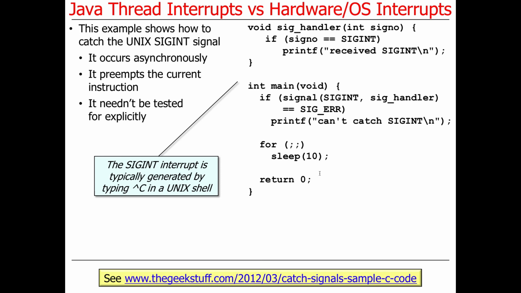So here's what it might look like. You have a main program in C. You set your signal handler, which is this piece of code up here, to handle the SIGINT interrupt or signal. And then you wait for 10 seconds in a loop over and over again. If somebody types Control-C on the command line, that will cause the current thread to be pinned. This signal handler will run. In this case, it just checks to see what happened, and it prints something out.